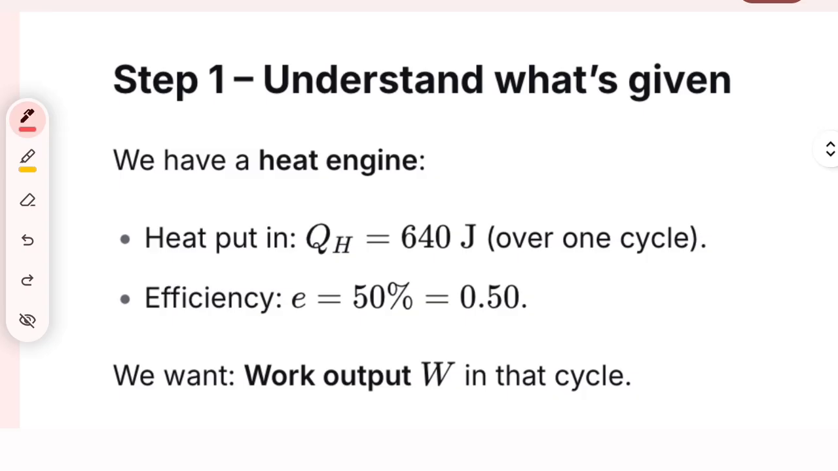It is also given that the efficiency, or let's call it E, is only 50% or 0.5. As required by the problem, we want to know the work output, or W, in that cycle. So what would be the work output W in that cycle if the efficiency is only 50% and the heat that's put in is 640 joules?